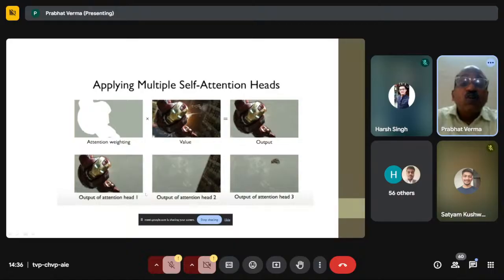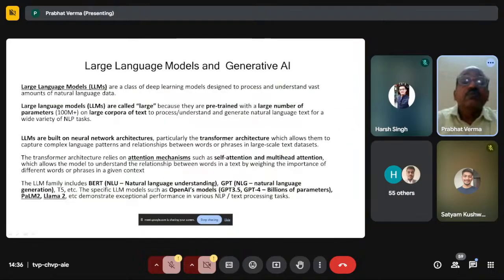Like this is the output from attention head 1, which focuses, or gives attention, over this Iron Man. The second attention head gives you focus on this building. The third attention head gives you the focus over this flying object. So this way different attention heads can give different outputs. So that is the large language model concept and generative AI.